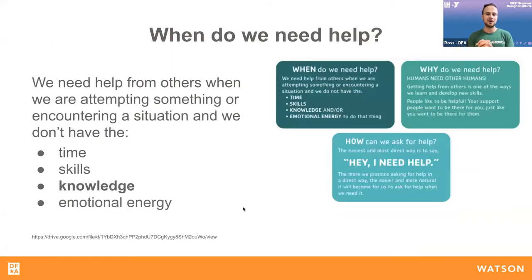The other slide that I thought was really interesting and wanted to harken back to is: when do we need help? Feedback can also be a way of helping people improve. When you're trying to get help from others, it's important to identify when you need the feedback or need help to address a question. When we're attempting something or encountering a situation and we don't have the time, skills, knowledge, or emotional energy, those are moments when we seek help from other people. That's pretty logical. If you don't have the time, it's really great to delegate or have someone else do it because then it can get done.